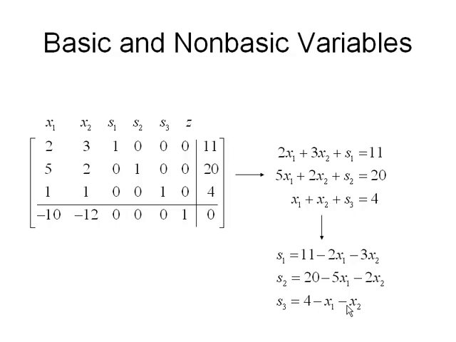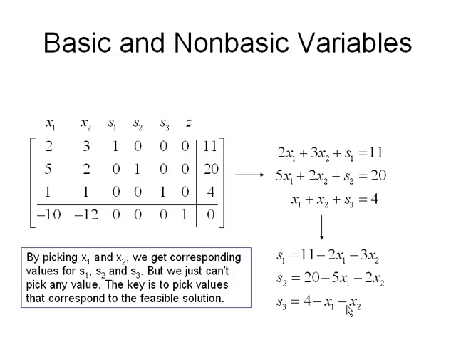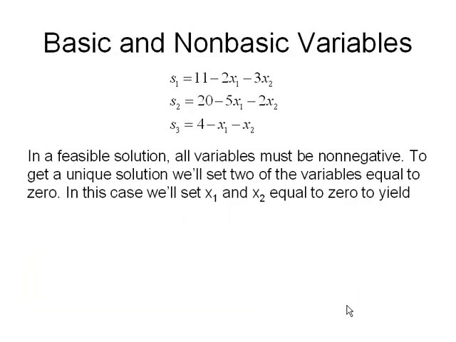The key thing to remember is that because x1 and x2 are playing the role of parameters here, I can pick these to be anything that I want. What I'm going to do is pick them in a very special way. We need to pick these values so that they give me a basic feasible solution, something that corresponds to the corner points on our feasible region. In a feasible solution, all the variables must be non-negative. So we're going to take 2 of the variables, x1 and x2, and set them equal to 0.